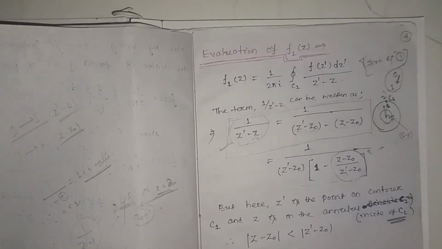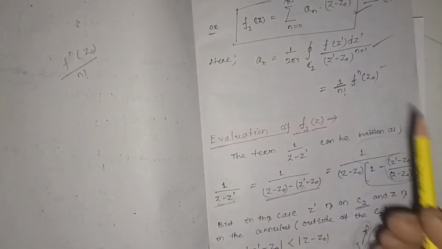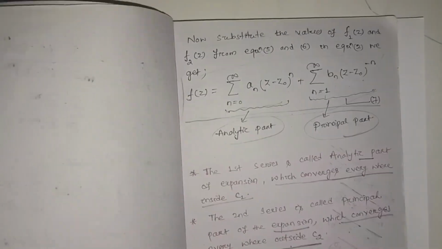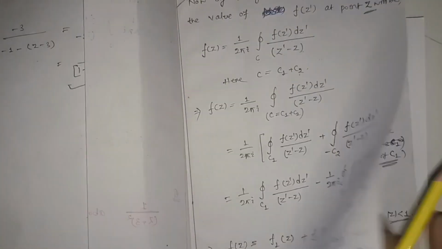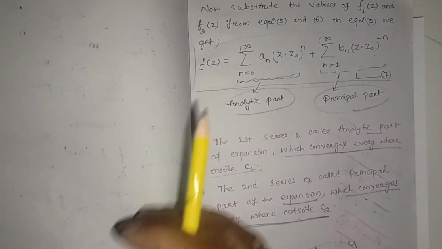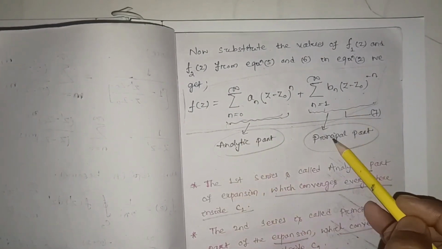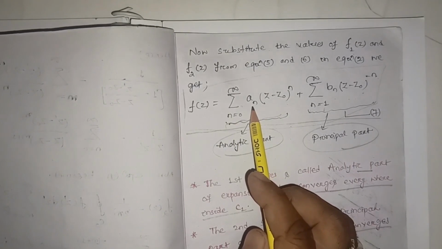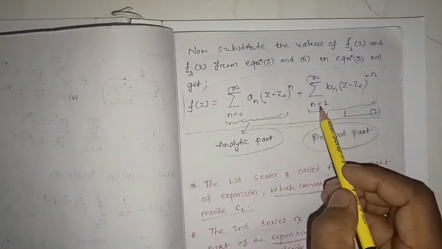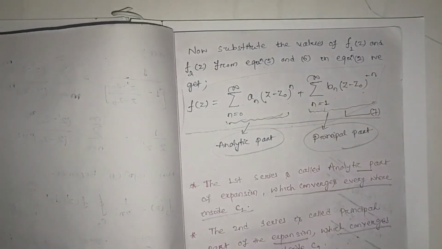Here I am going to say one thing. You may remember that in our last class we discussed that for a particular function we need to find f1(z) and f2(z), and finally just add f1(z) and f2(z). Here you can see that we found f1(z) as this series and f2(z) as this one. So finally the Laurent series will be f1(z) plus f2(z). This is called your analytic part, and this is called your principal part. In the analytic part, the terms are an times z minus z0 to the power n. For the principal part, the summation is n equal to 1 to infinity of bn times z minus z0 to the power minus n. We discussed this in detail in the last class.